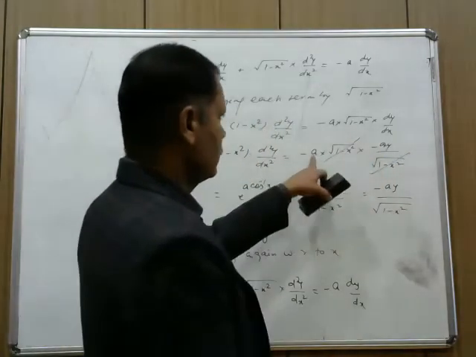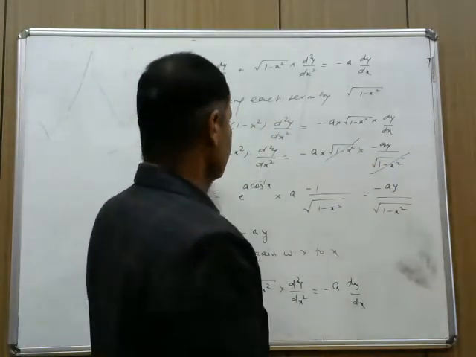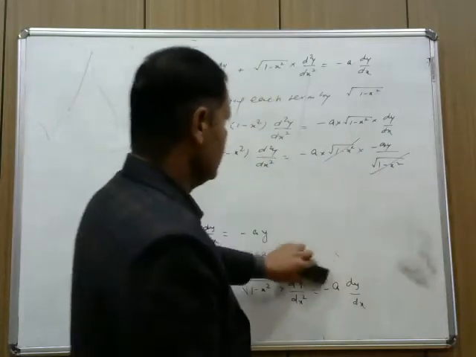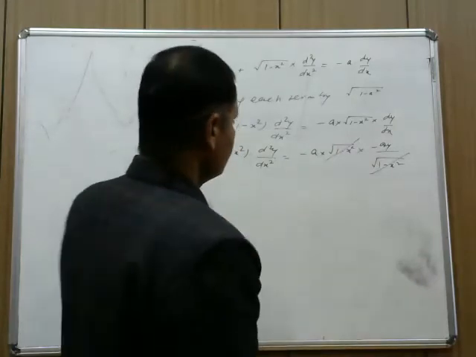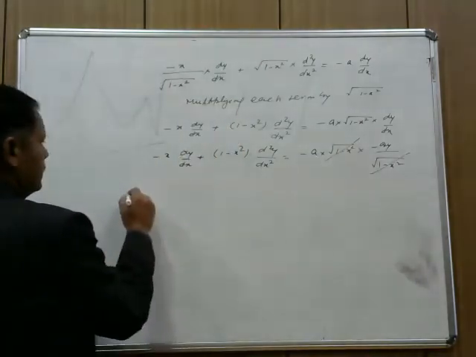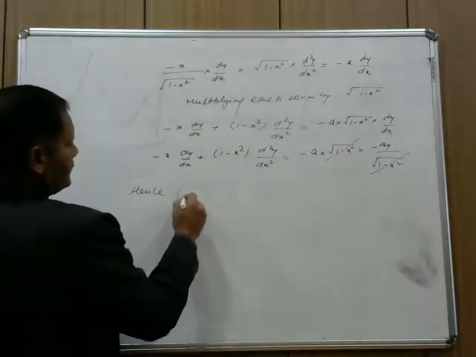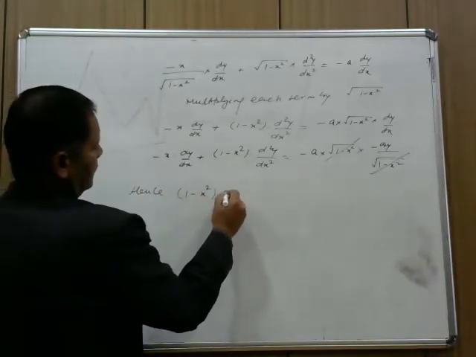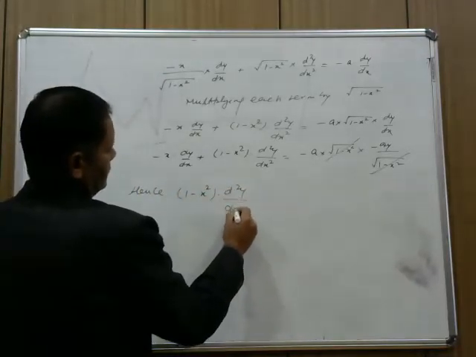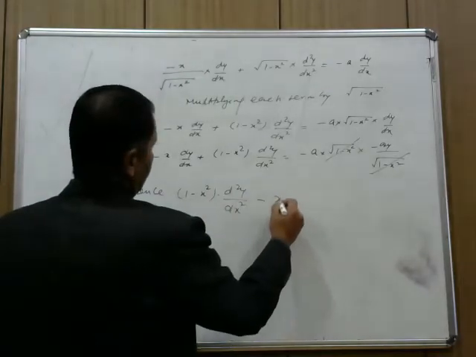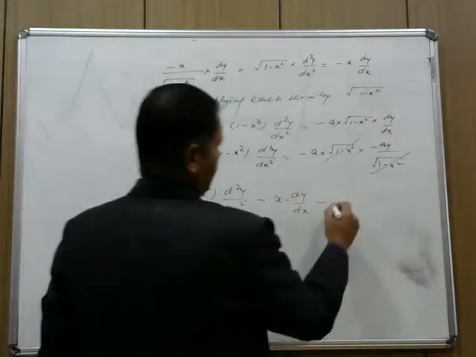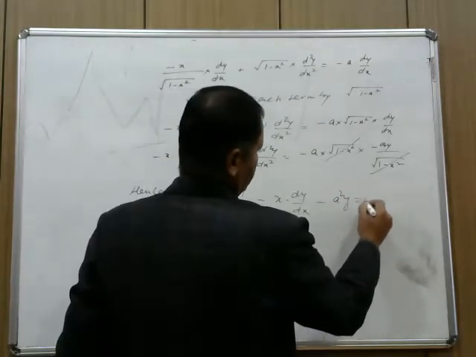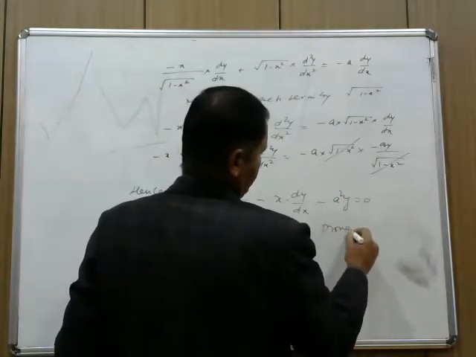Now here I have got minus a into minus ay is equal to plus a²y, which we bring to the left hand side and it becomes minus. Hence we have (1−x²) d²y/dx² minus x dy/dx minus a²y equal to 0, and hence it is proved.